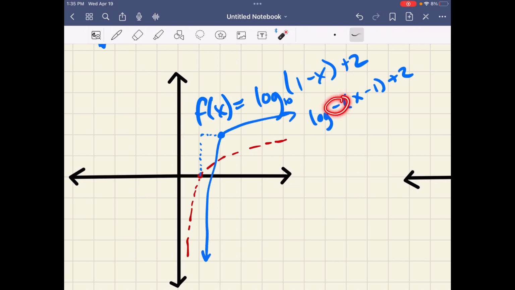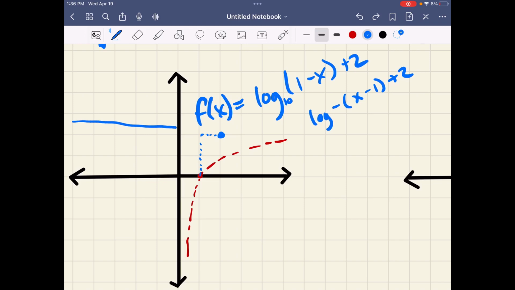However, I have this negative right here that's going to cause it to reflect across the y-axis, or horizontally, so it's going to look something like that now. So if I take away that original one, I just redraw that as reflected across the y-axis, or reflected horizontally, and that would be my function.